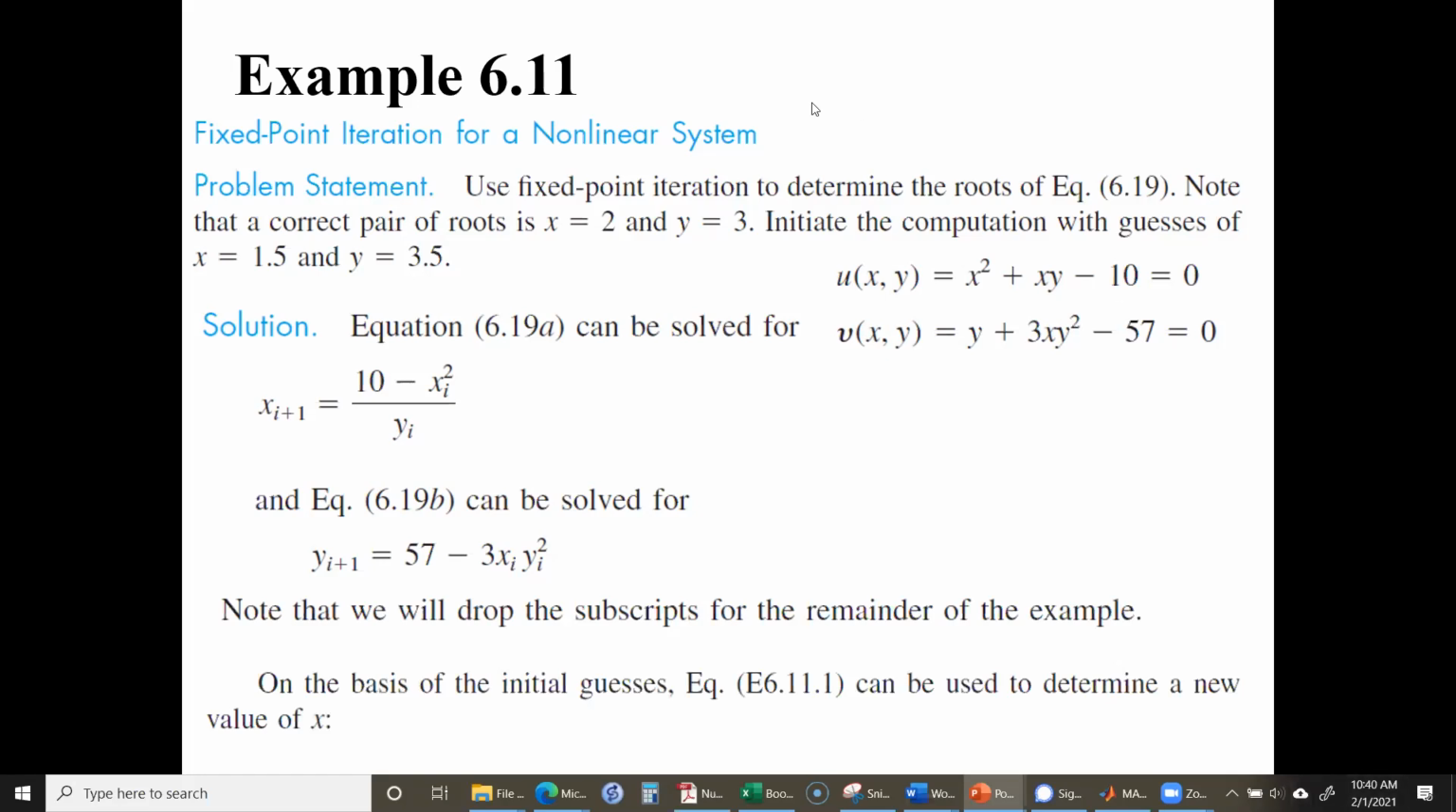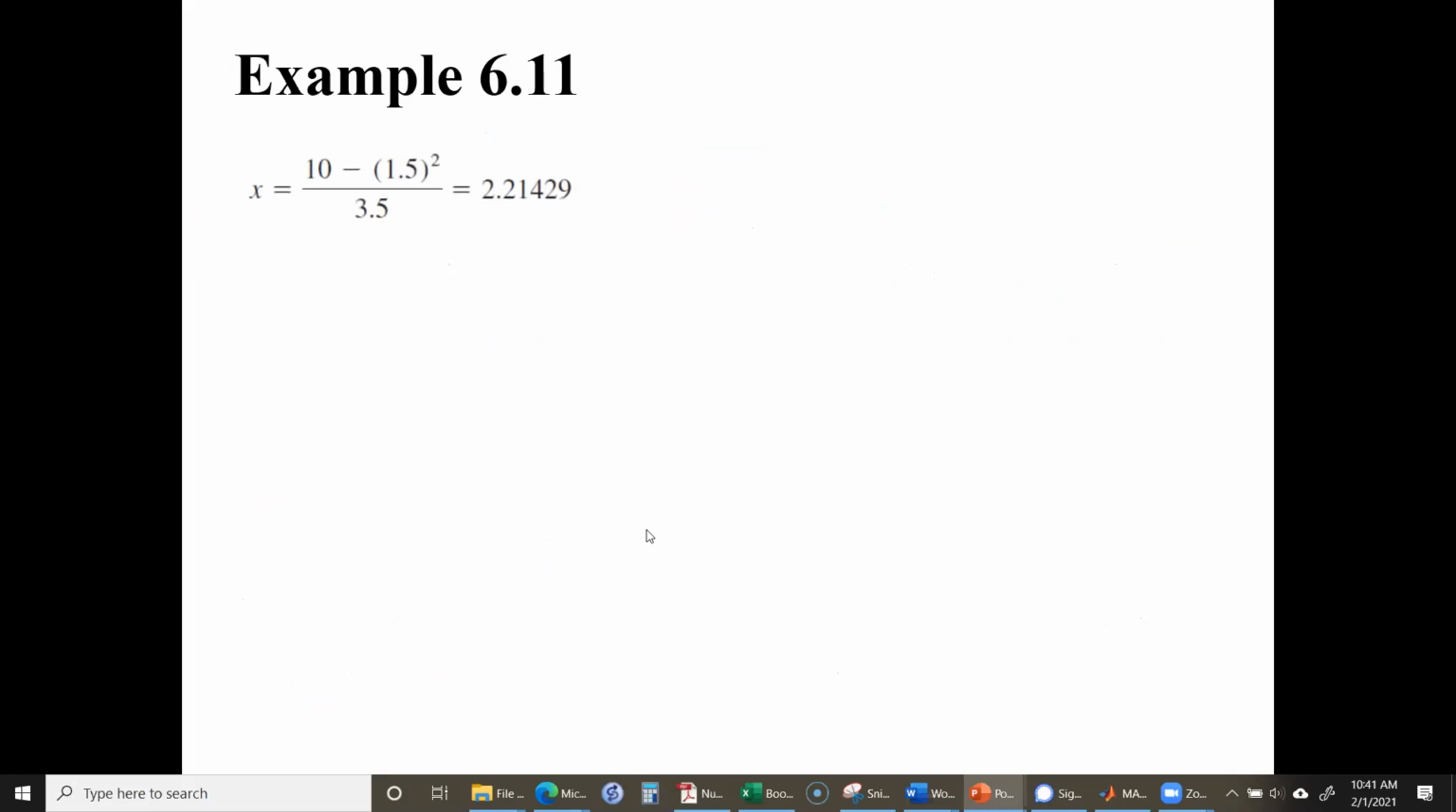So for example, first we take our initial guess of 1.5. We will put the 1.5 value over here and then 3.5 over here, and then this will give us our guess for the value of x. This guess for the value of x we can use in this equation, and the value of y as it was used over here, and then it will give us the value of y. In this way we can iteratively solve it. So the first guess of x gives us a value of 2.21. So we can see that from 1.5 we have moved to 2.21.